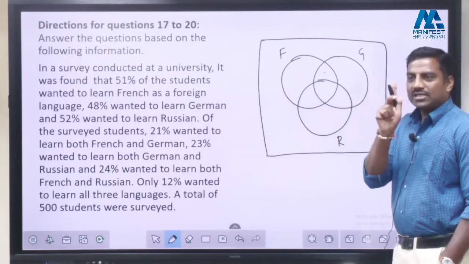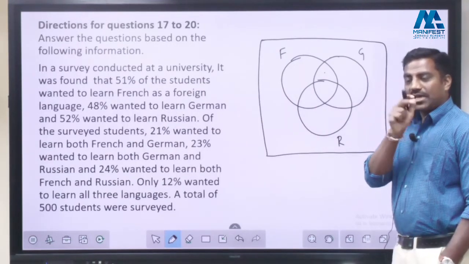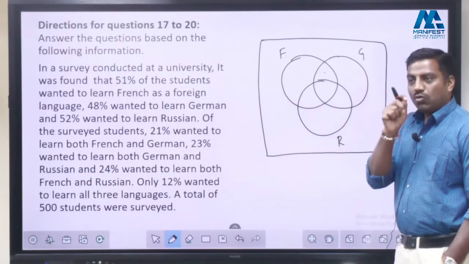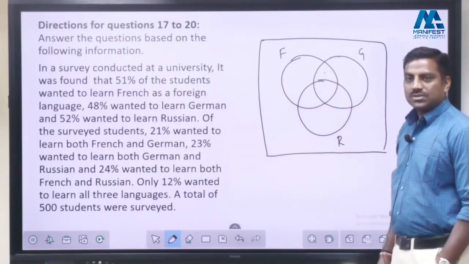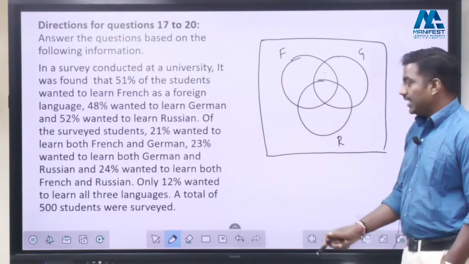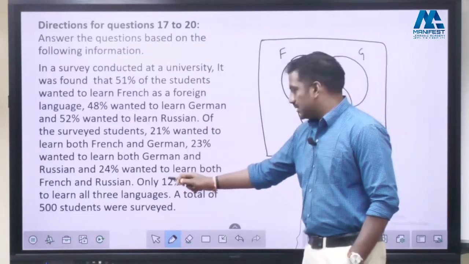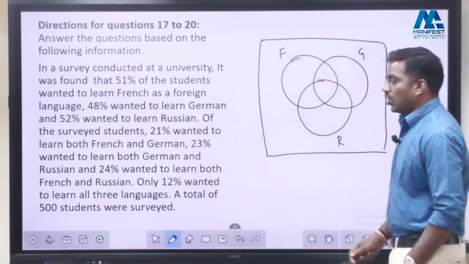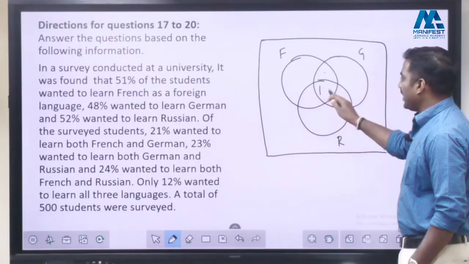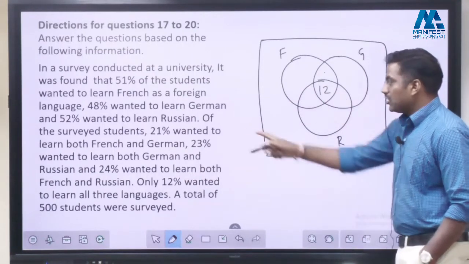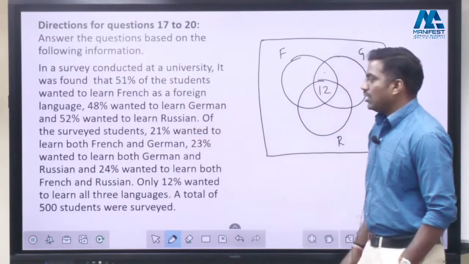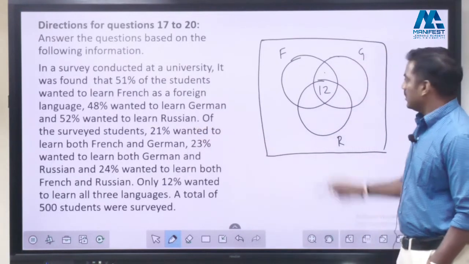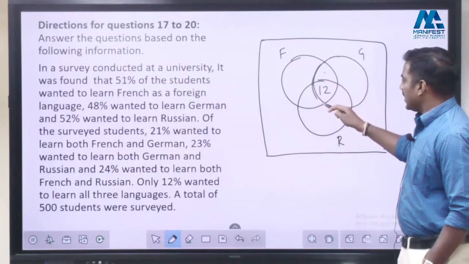Only one fellow has written it rightly in the entire class. I've told you to fill the most exclusive area first. Why are you filling this first? Now see, go to the last sentence. Only 12% wanted to learn all three languages. So put 12 here. Then come to the second sentence. Of the surveyed, 21% wanted to learn both French and German. French and German is here.